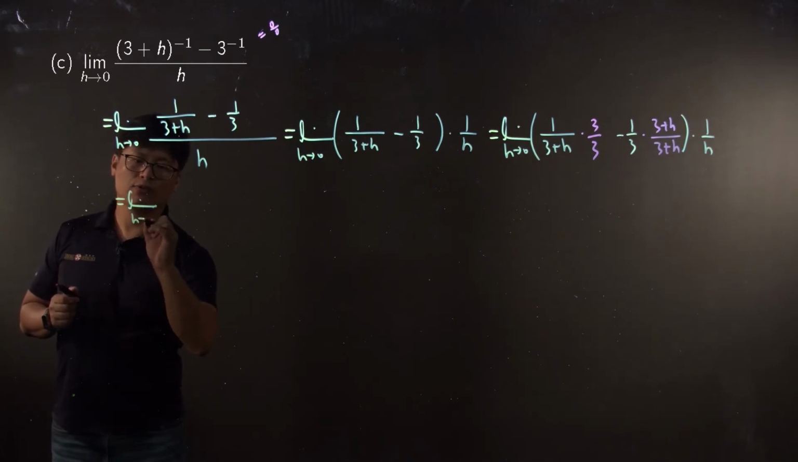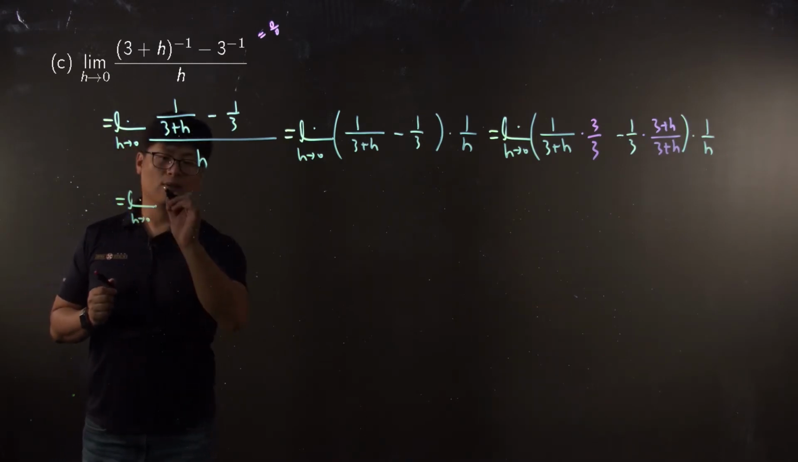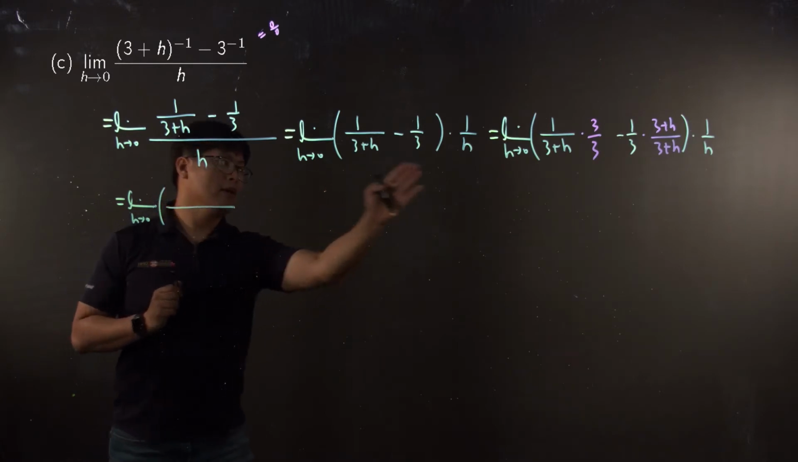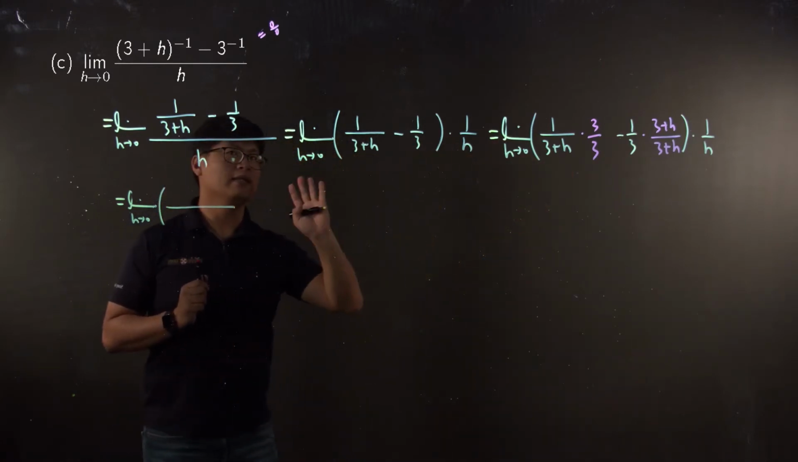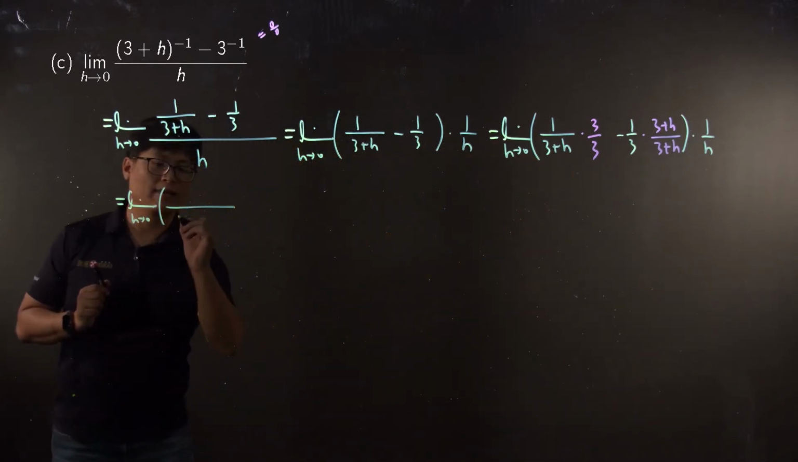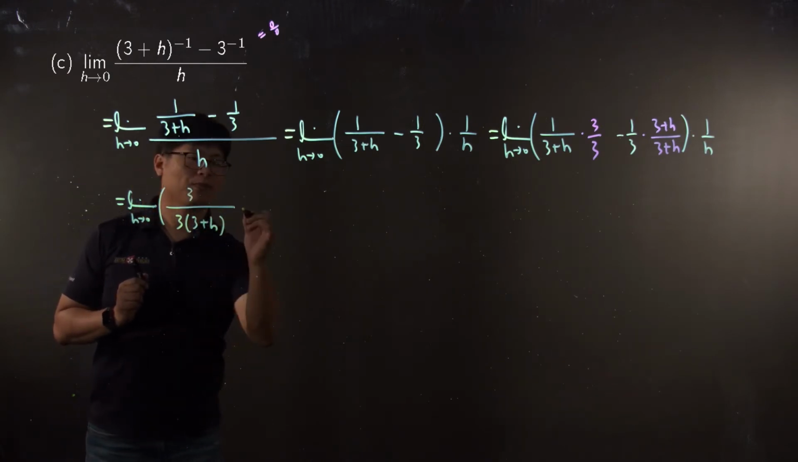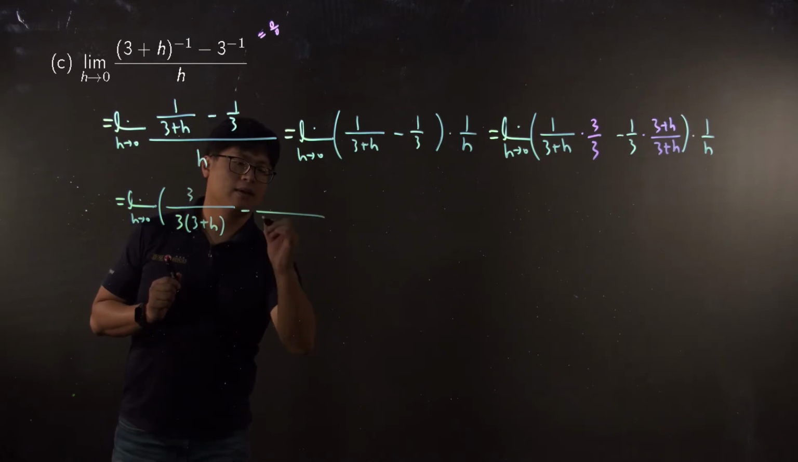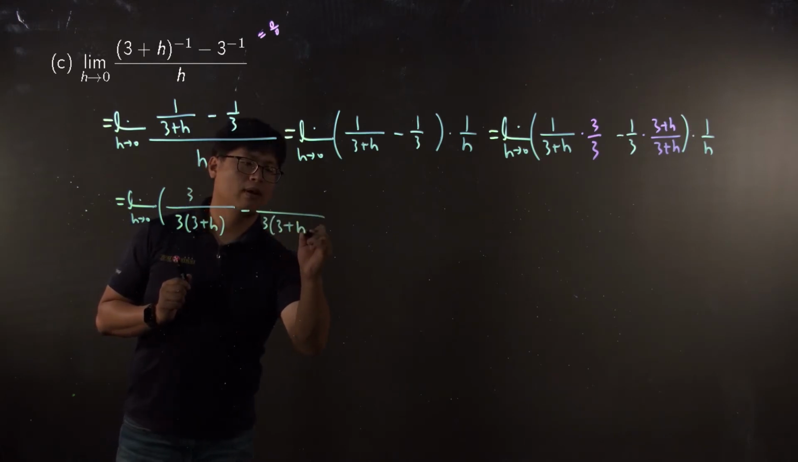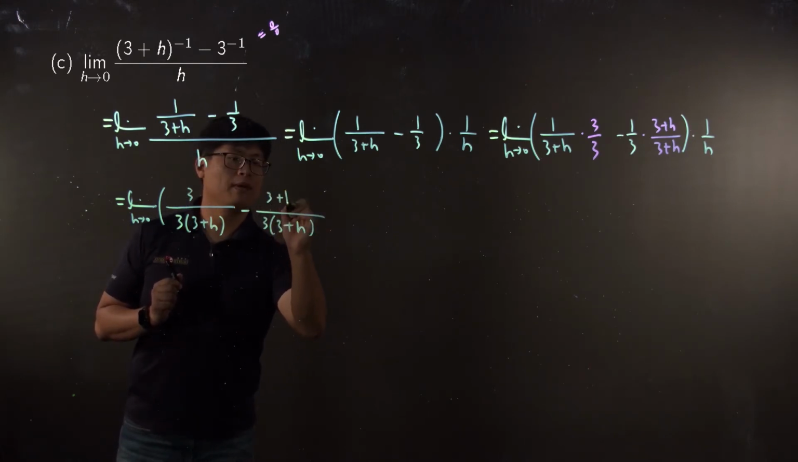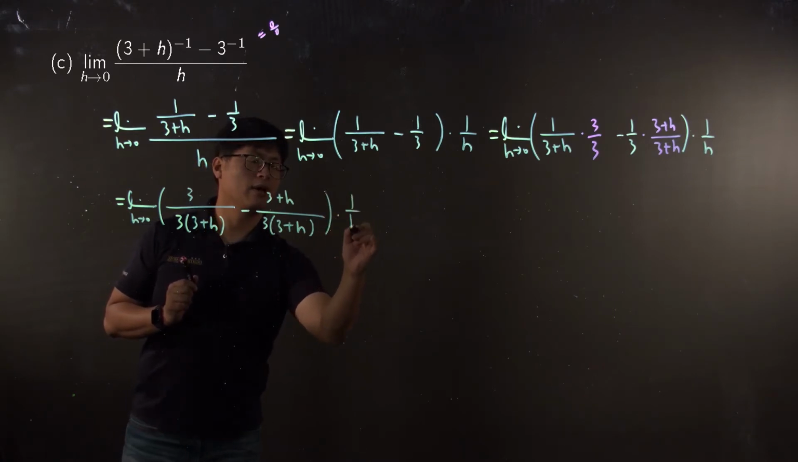Your h still goes to 0, but we didn't do anything yet. Here we go. And first one, again, denominator, don't do any distribution. Just leave it like that. 3 times 3 plus h, and numerator 3 minus 3h, and we have this guy and here. Now we're gonna combine.